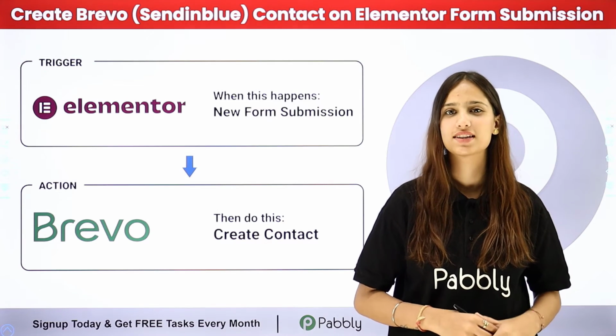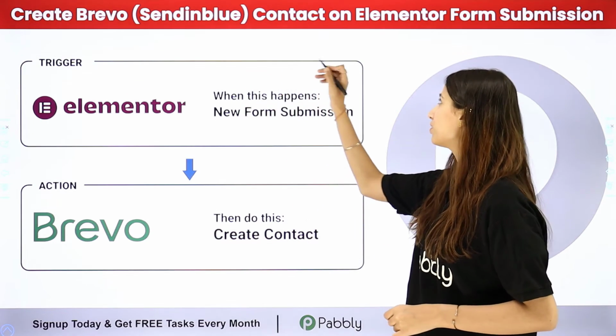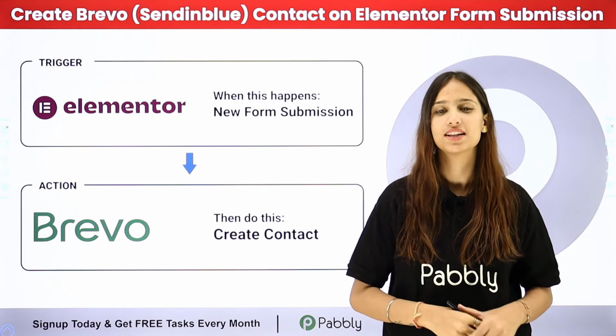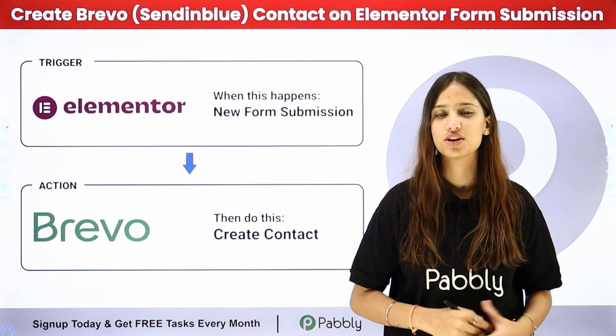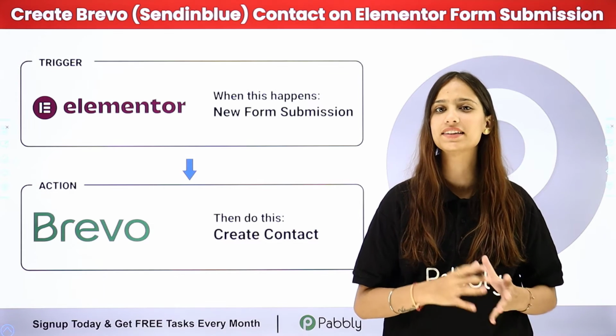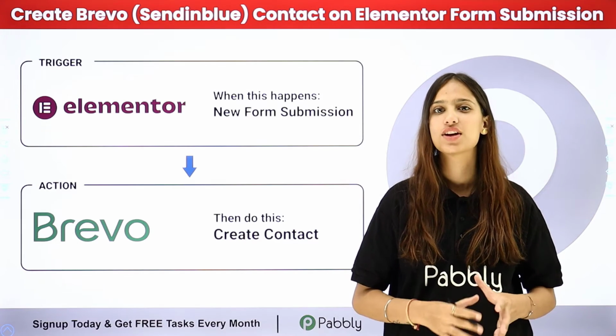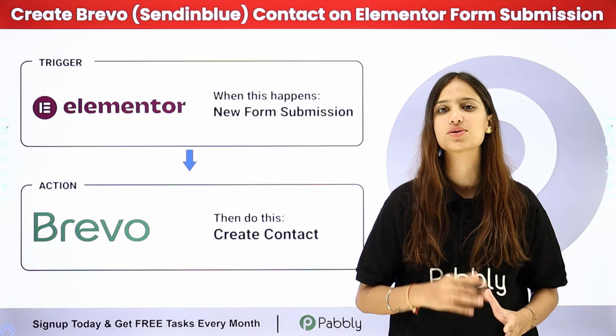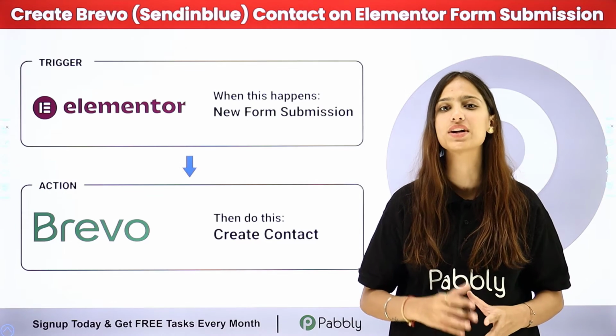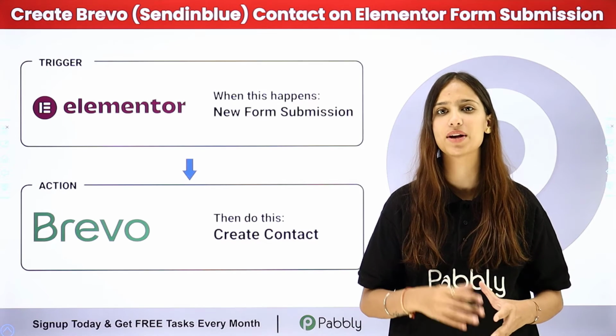So in today's video we will understand how to create Brevo contact on Elementor form submission. So here let's say that by using Elementor I have created a form and I've added that form on my website as well. So here my objective is that whenever a user is going to submit that form, then I want to create that user as a contact in my Brevo account.